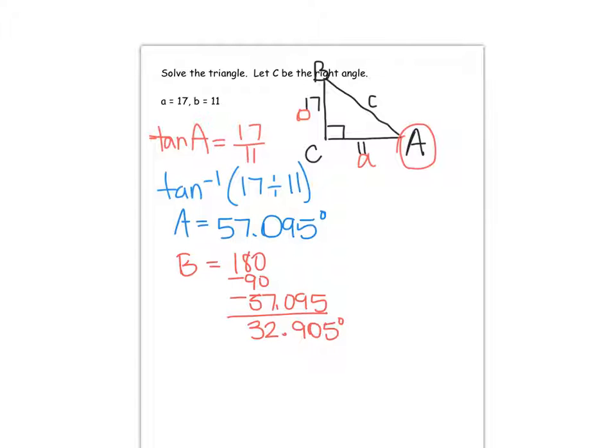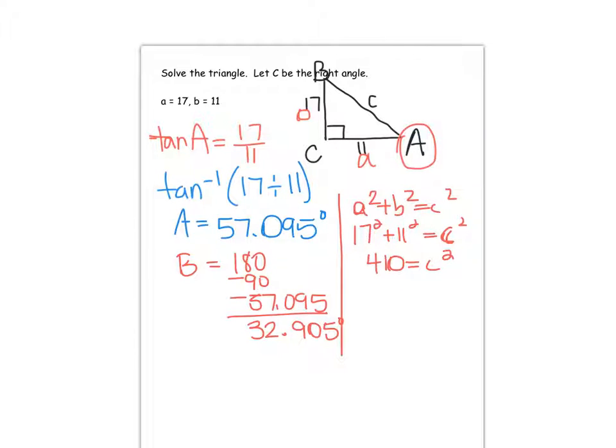And then we are missing the hypotenuse. We don't know our hypotenuse. So we need the Pythagorean theorem. A squared plus B squared equals C squared can become 17 squared plus 11 squared equals C squared. So you type that into your calculator. Okay, 17 squared plus 11 squared is 410, equals c squared.